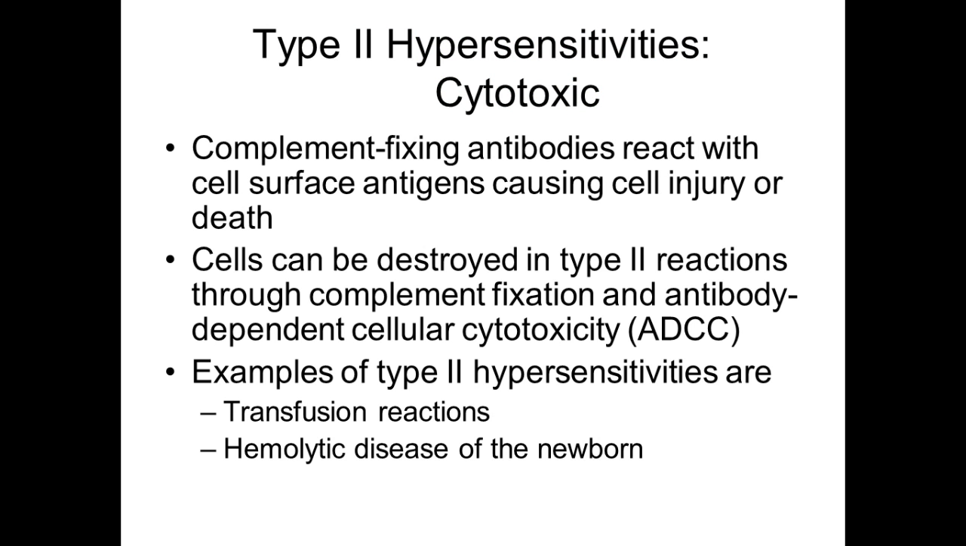Antibodies, as we know, can interact with complement. Do you guys remember what two classes of antibodies can activate complement? IgM and IgG, right? The two main players, right? Both of those can activate complement. When we activate complement, what happens? What are the outcomes of complement activation? Like I said, this is all review. You should know this already.